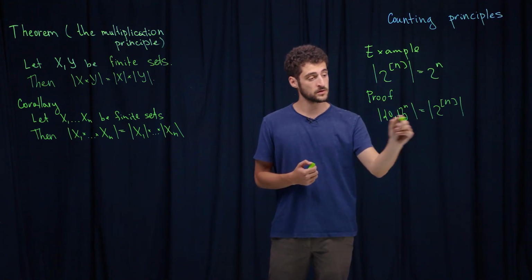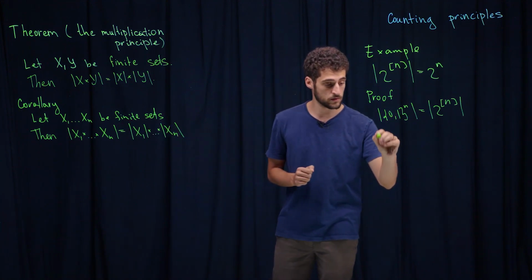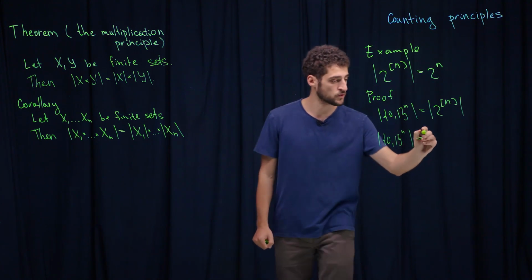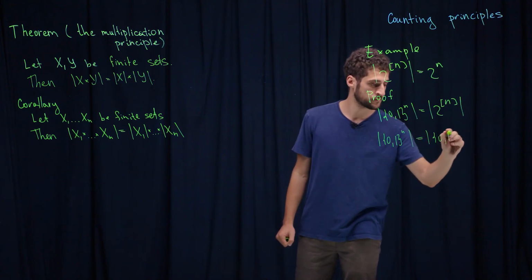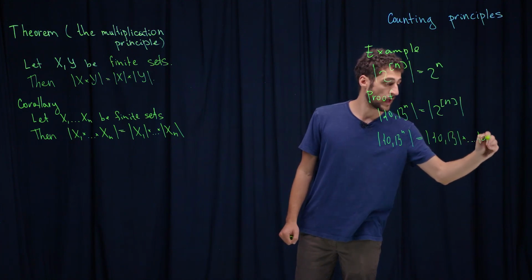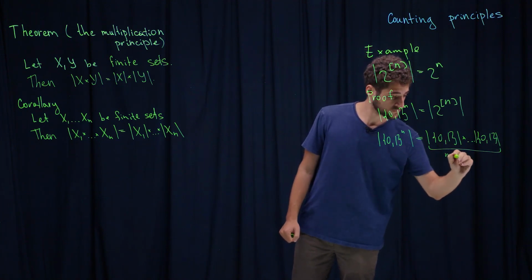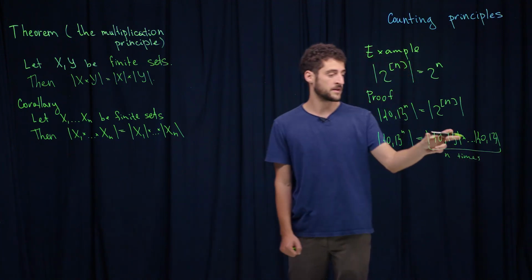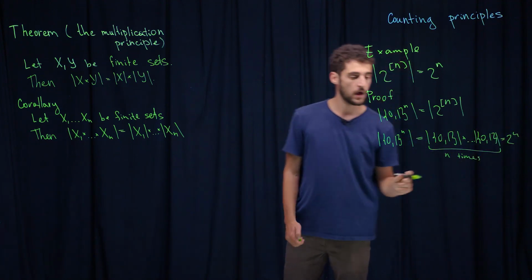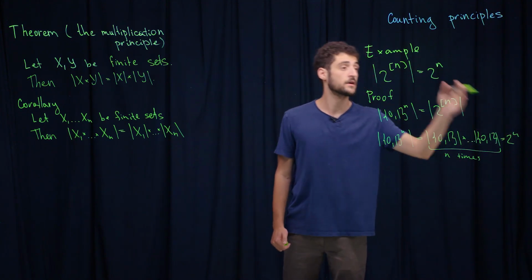After that, we may notice that the size of this set can be computed using this theorem. We know that the size of {0, 1} to the n is equal to the product of the sizes of {0, 1}, n times. And each set has two elements, so it's equal to 2 to the n. And now we know that this is equal to this, which is equal to 2 to the n, and it finishes the proof.